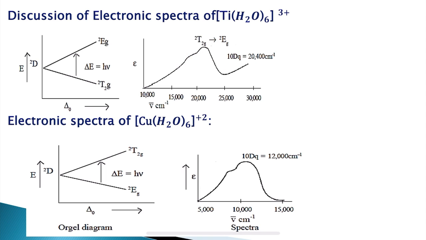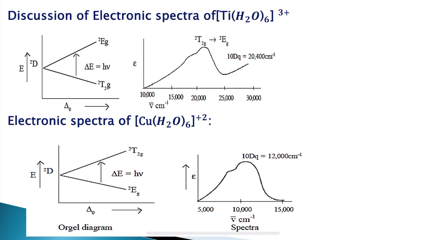If we want to represent this titanium hexahydrate electronic spectra in terms of term symbols, it can be written as 2T2G to 2Eg. So, this is how we are going to understand the electronic spectra of titanium hexahydrate. Another electronic spectra we have to observe here is the cuprous hexahydrate complex.